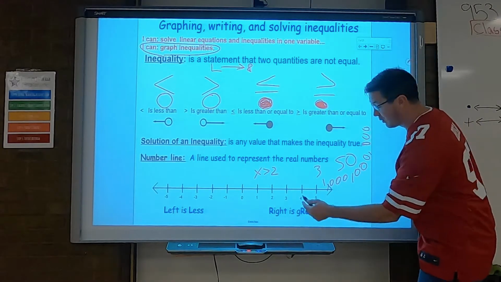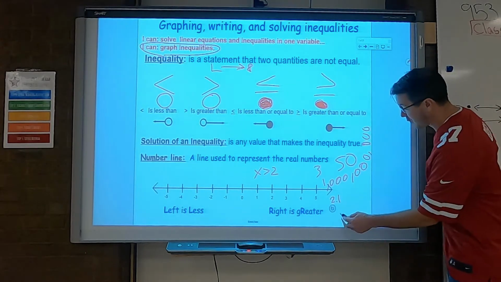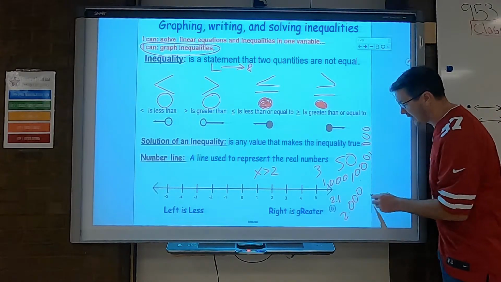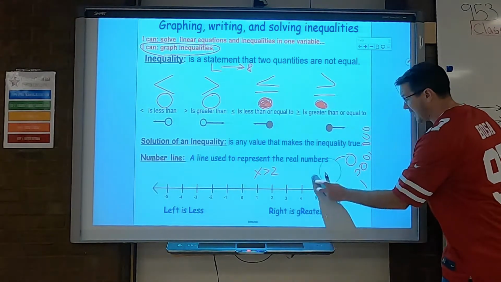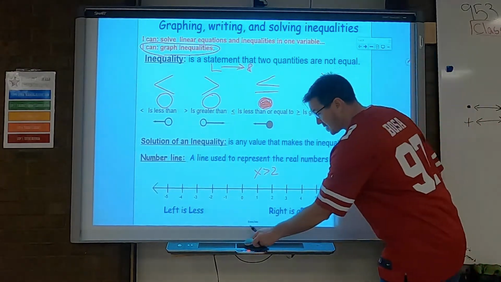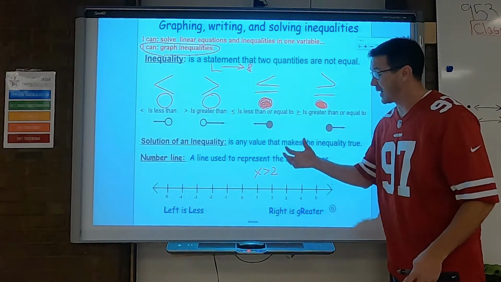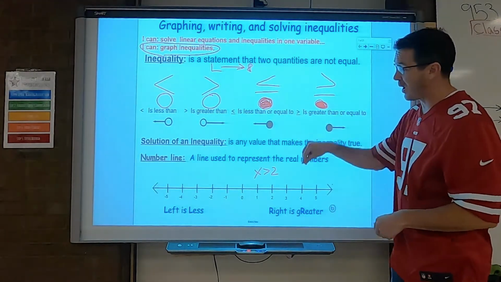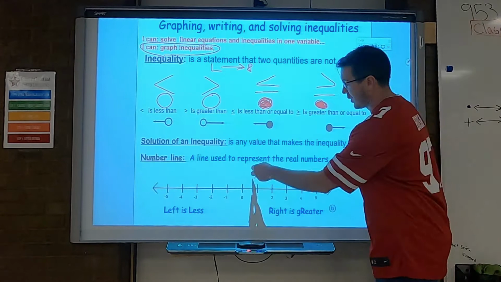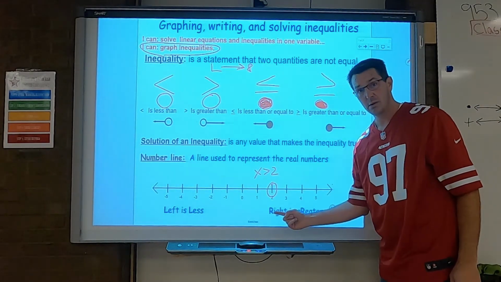But I could also go 2.1. That's bigger than 2. I could go 2.0001. Isn't that bigger than 2? Anything bigger than 2. So the problem with inequalities is when we did equations, we could find just one answer. X equals 2. That's it. But when I say x is greater than 2, I have infinite answers. And that is why we have to graph things. So I say, oh, x is greater than 2. Can x equal 2?